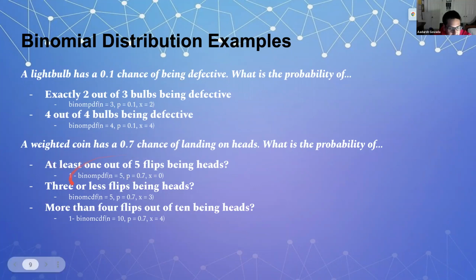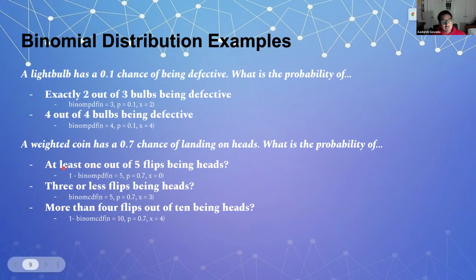So now this one is going to get a little bit more complicated here. We have "at least": what is the probability of at least 1 out of the 5 flips being heads? So what we could do is take the probability of 1, 2, 3, 4, and 5 flips and add them all together. But there's an easier way.